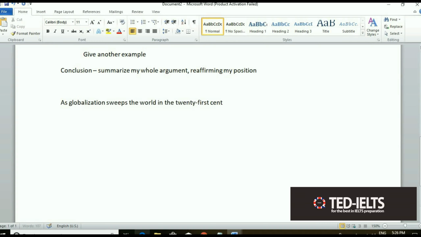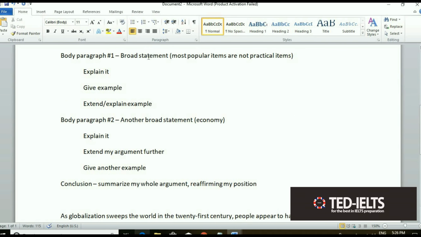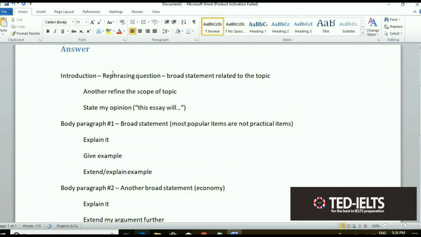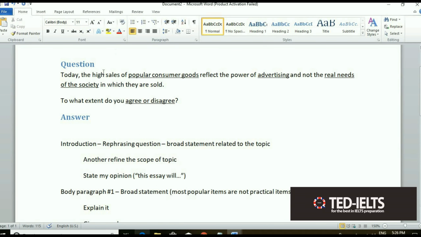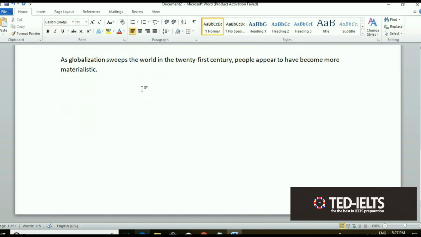Okay, so my first sentence is: Globalization sweeps the world. In the 21st century, people appear to have become more materialistic. This is my rephrasing of the question, sort of a broad statement related to the topic. So my first sentence is a little bigger than this. I've not talked about consumer goods, but that's sort of mentioned as part of materialism, nor have I mentioned advertising, but I'll get to that in the next sentence.